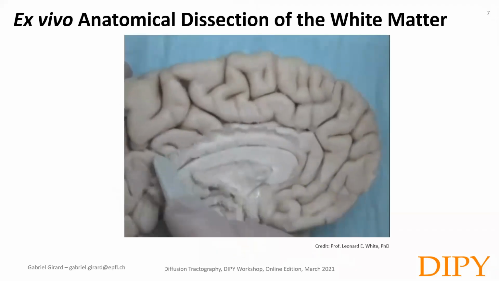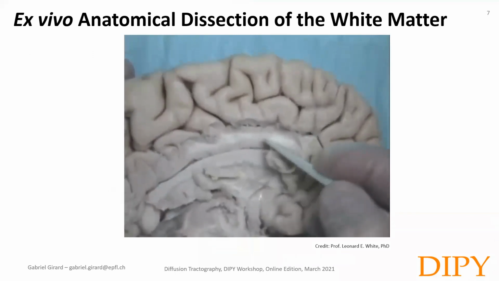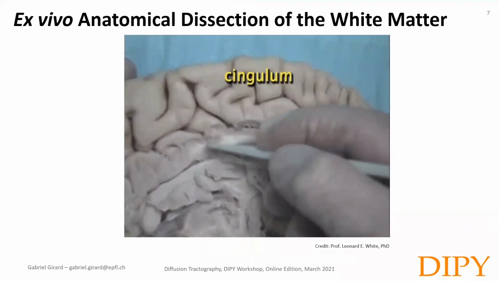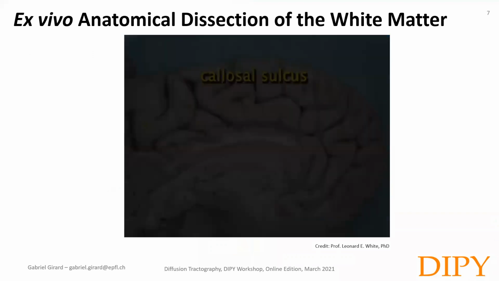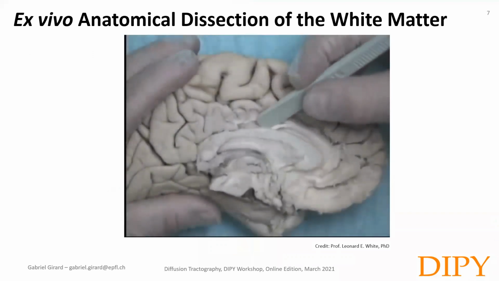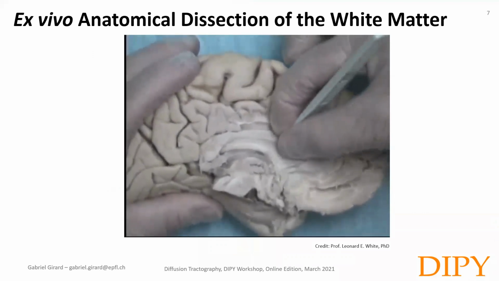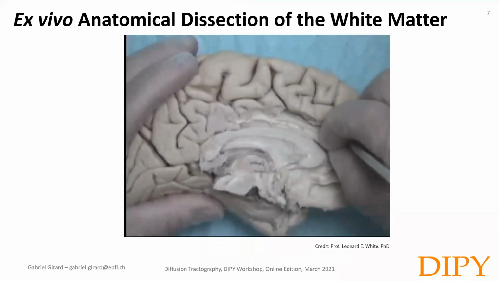Here's a clip from Professor Leonard E. White dissecting the white matter. He first removes the gray matter, the cell bodies, to reveal the axon bundles. You can see in this clip the fibrous structure of the white matter that diffusion MRI and tractography can be sensitive to.